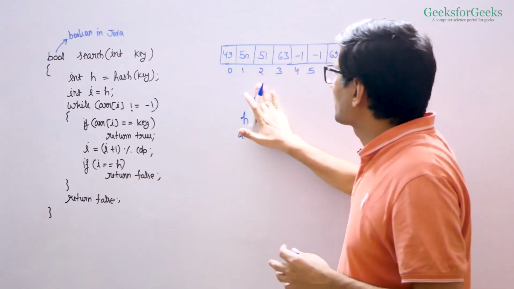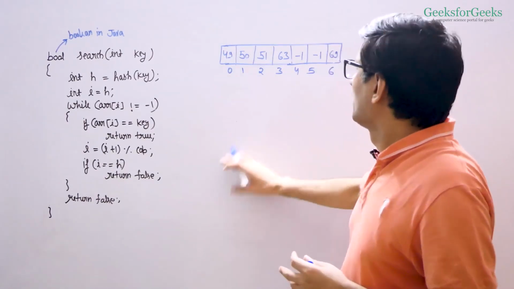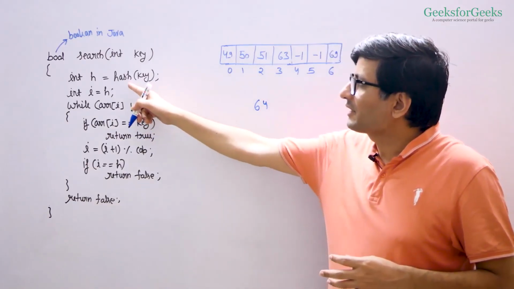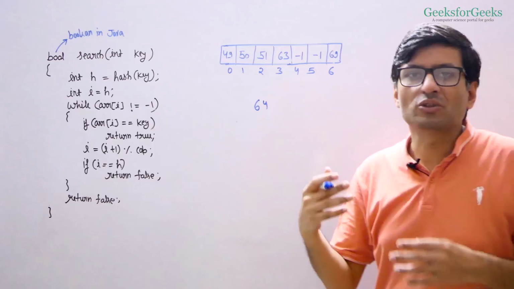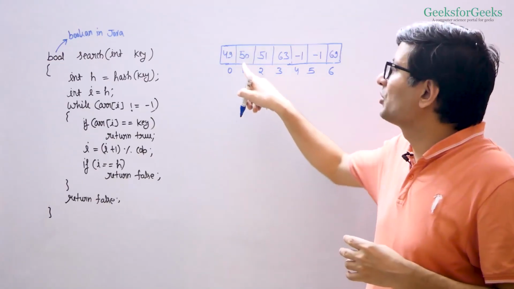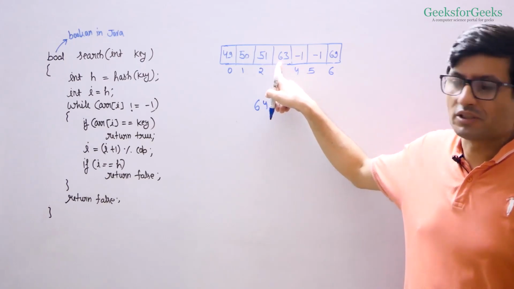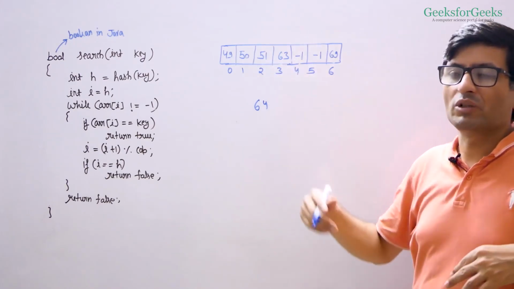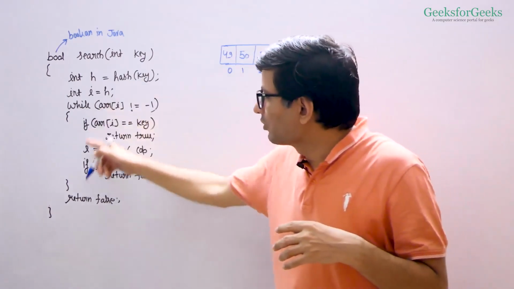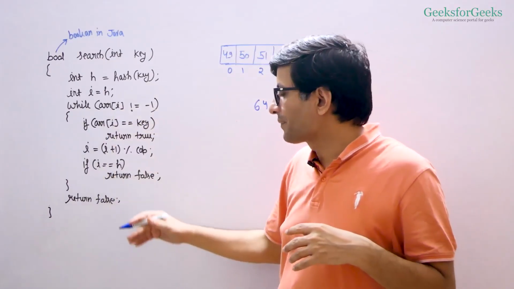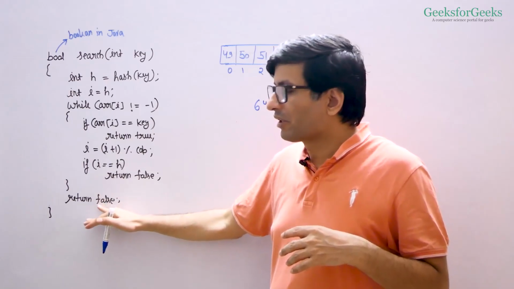Now say I'm searching for something like 64, which is not present, right? I'll get the hash as 1, since the remainder of 64 is 1. So you will come here. It's not matching. Then you will come here, not matching. Then you will come here, not matching. Then you see a -1. So you will come out of the loop, right? You have the loop termination condition while array[i] is not equal to -1. So we'll come out and you will return false.